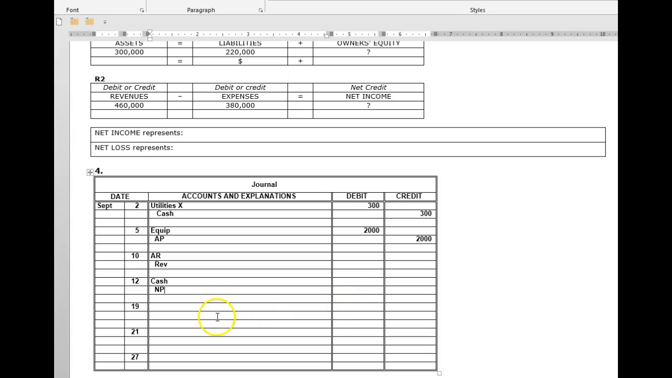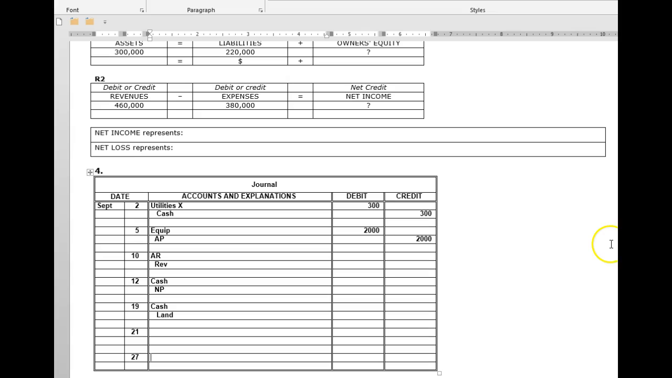So on the 19th, they sold $36,000 of land that cost the same amount. That means they didn't have a gain on it. So they got cash for $36,000, but their assets for land went down, so that would have to be credited. And I'll let you figure out the last two, but that's journalizing. That's how you journalize things.